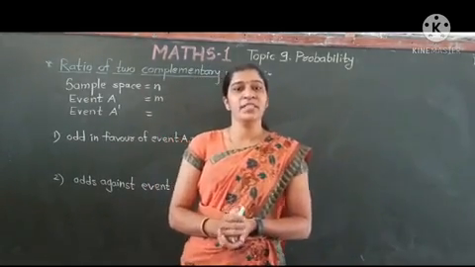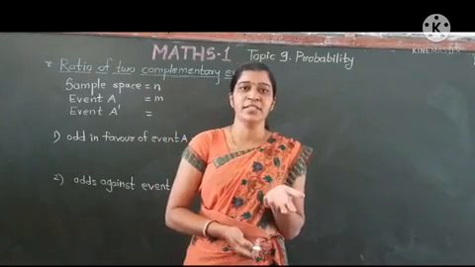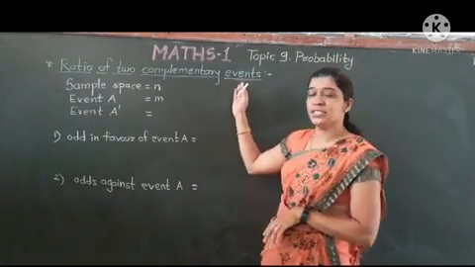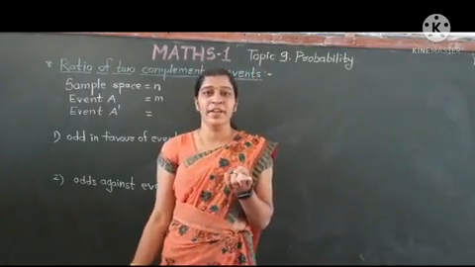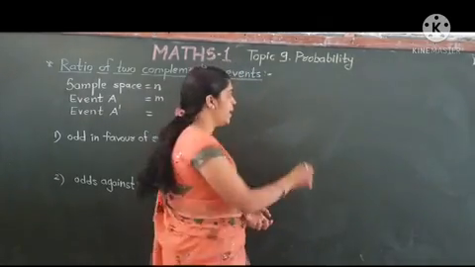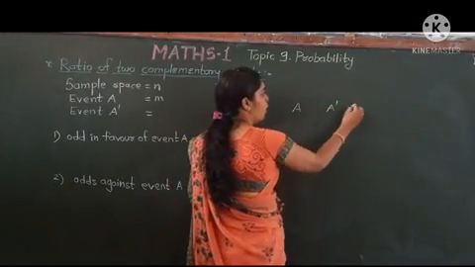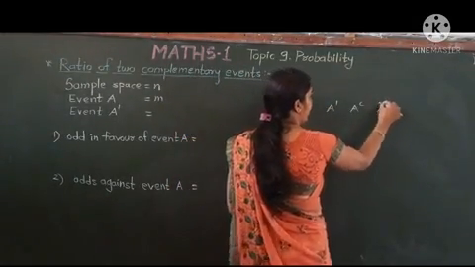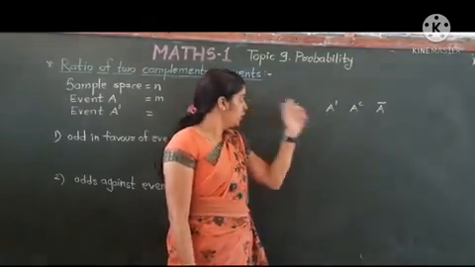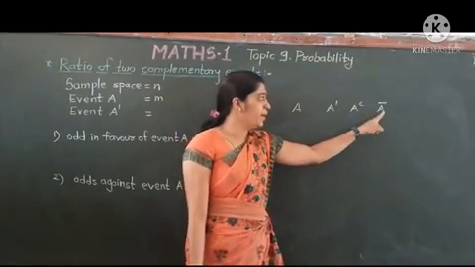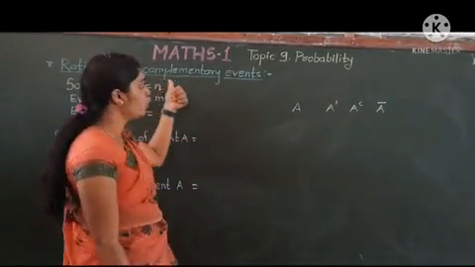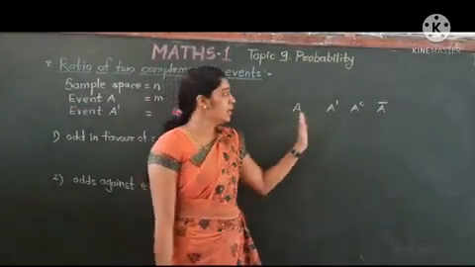Earlier we had seen what is meant by independent events. Now, complementary events means two events are said to be complements when, if I write A as the event, then its complement will be denoted by A dash, or A complement, or A bar. We had already seen this. So now we have to find the ratio of two complementary events.